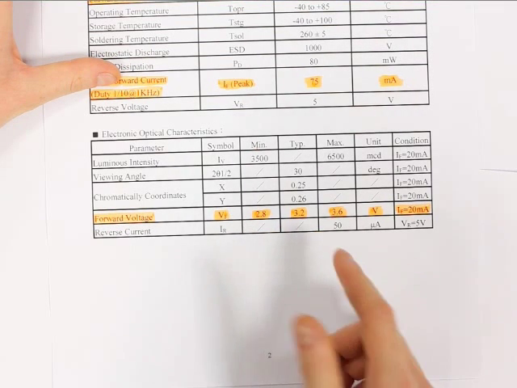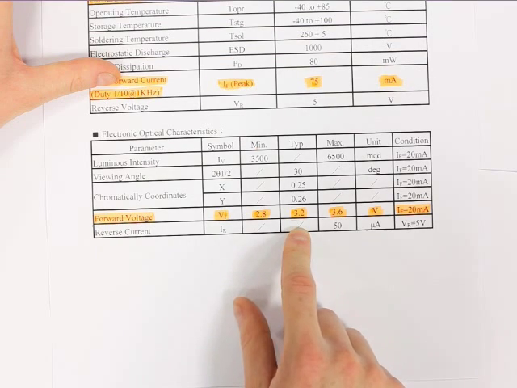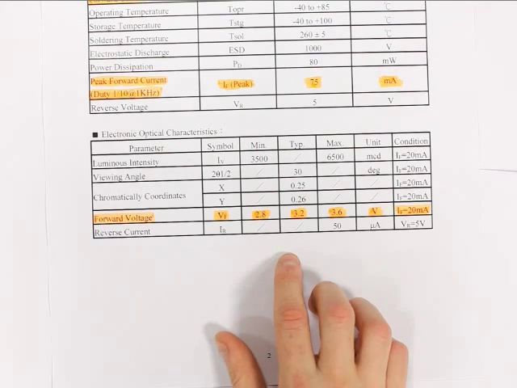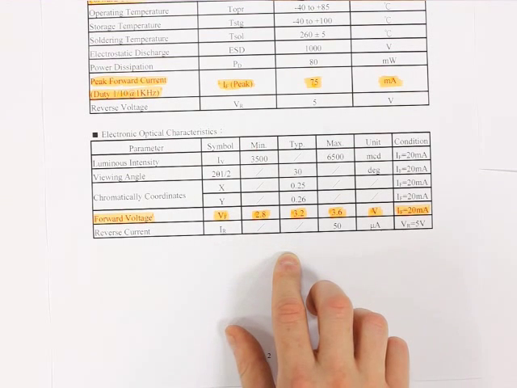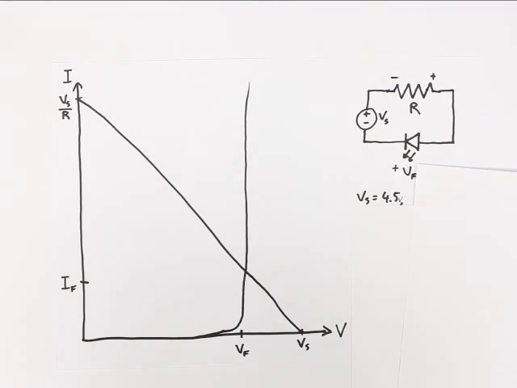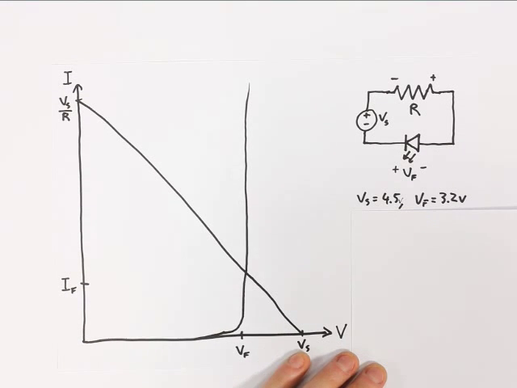You might test one and find that it's 3.2 volts. You might test another and find that it's 3.4. You really don't have any way of knowing without actually measuring each individual LED. And that's not really convenient if we're going to be building more than one copy of a circuit. But first of all, let's look at the typical value of 3.2 volts.